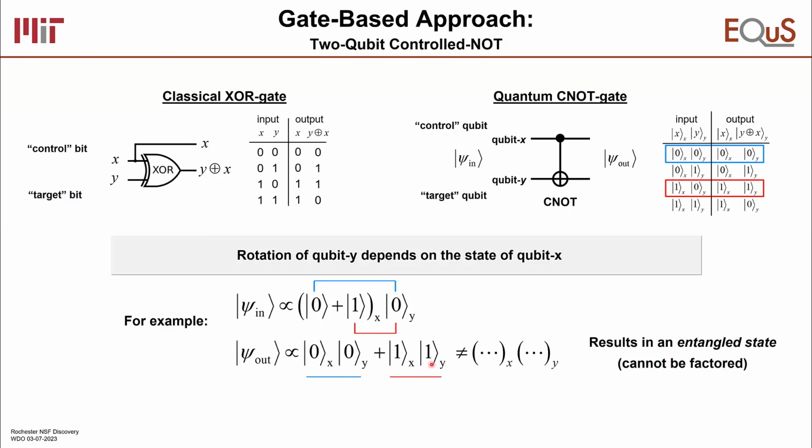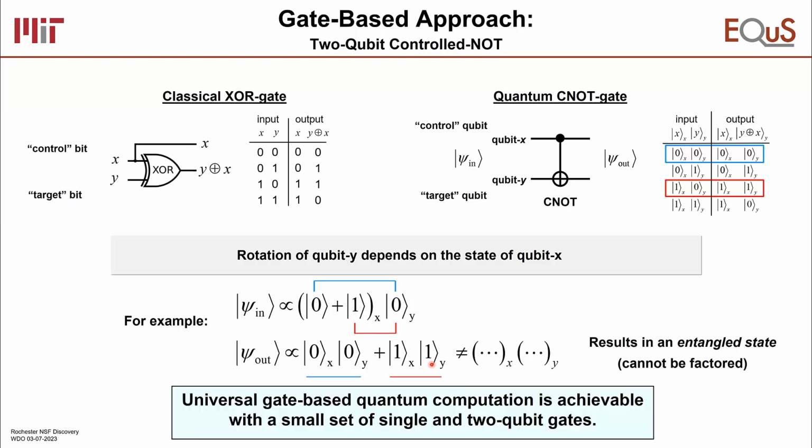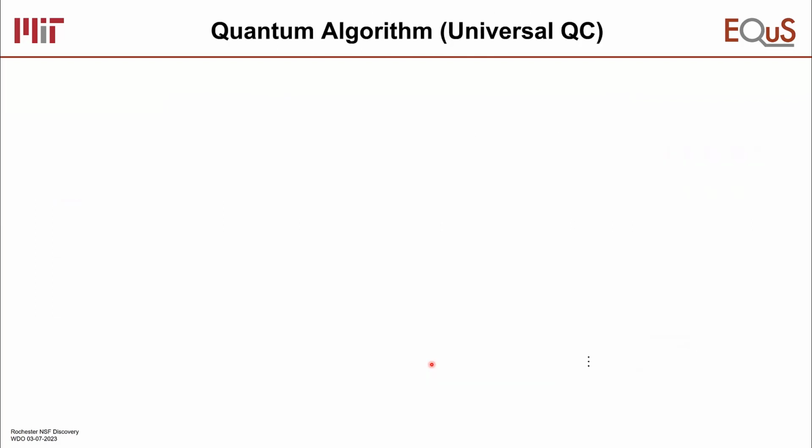Turns out that this is true in any basis, not just in the Z basis that we're showing here, but if we convert it to the X basis or the Y basis, it would still be entangled. And this is why the 2-qubit controlled NOT gate is called an entangling gate. So a universal set of gates, or gate-based quantum computing, is achievable with just a small set of single and 2-qubit gates of the type that we've shown here. You can do any quantum logic this way.